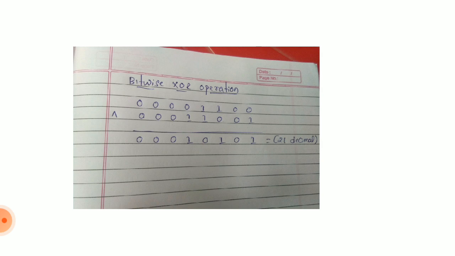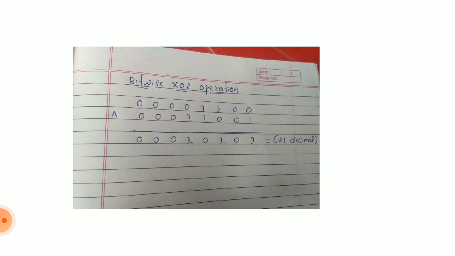Now, bitwise XOR. So, what is bitwise XOR? XOR means if both bits are different, then the result will be 1. If both bits are the same, then the result is 0. Here also I have taken the same example, 12 and 25. Which operator do we use for XOR? The caret. So, in the first step, 0 and 1, both bits are different, so the result will be 1. 0 and 0, both bits are the same, so 0. Then 1 and 0 gives 1, 1 and 1 gives 0, 0 and 1 gives 1, and the rest are 0.